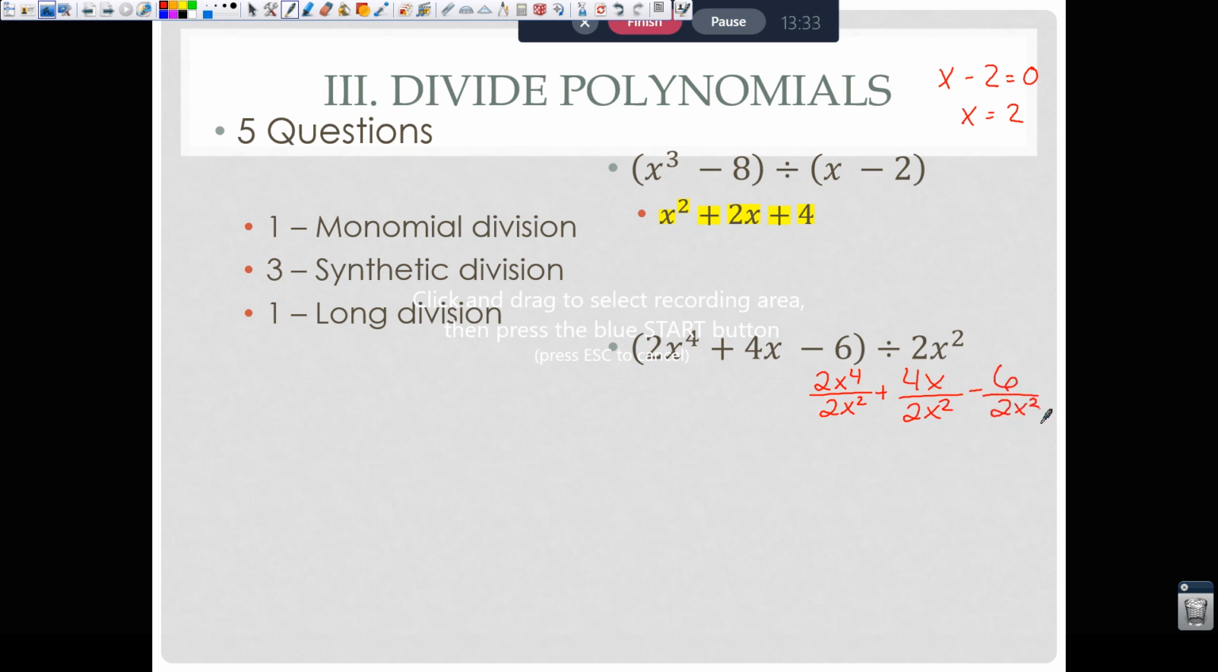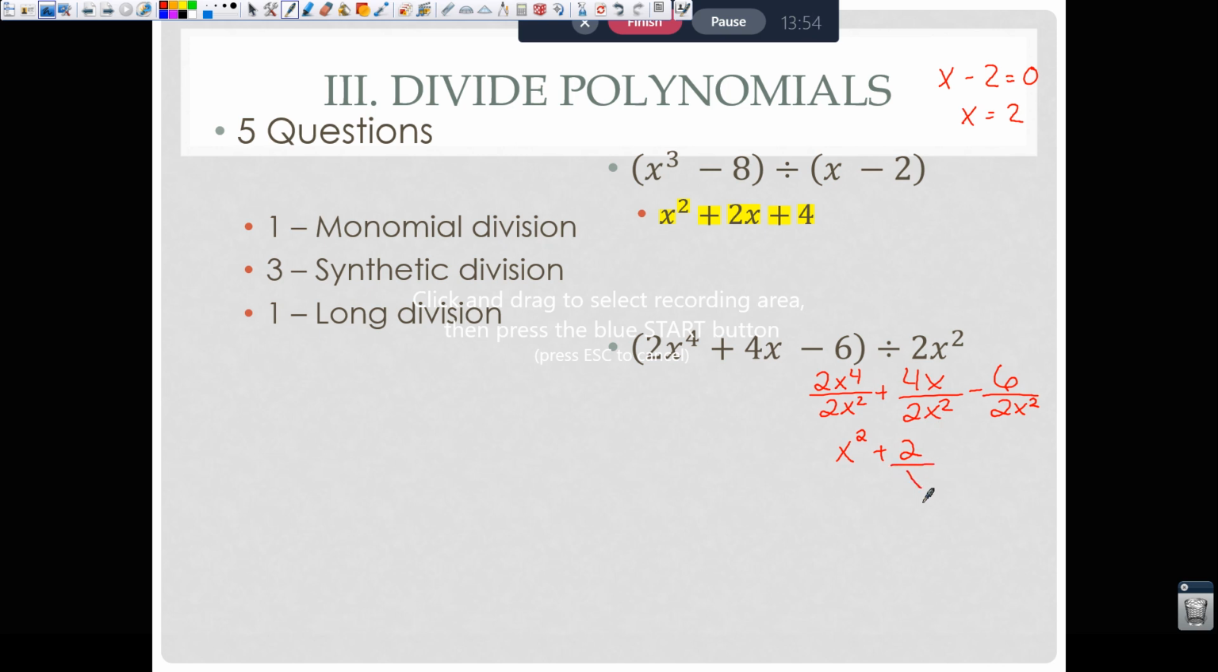Okay, now we're going to reduce, or divide. So 2 divided by 2 is 1. X to the 4th divided by x squared would be x squared. So this would be just x squared. Okay, 4 divided by 2 is 2. Okay, x divided by x squared, it's going to be negative x.